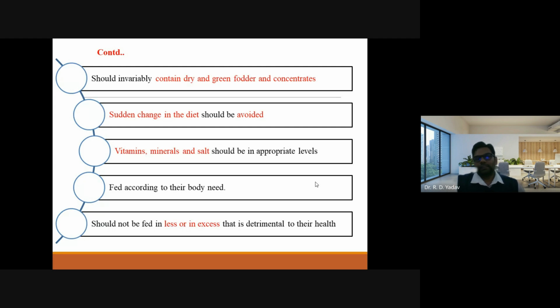Sudden changes in the diet should be avoided. It should also contain minerals and vitamins in the required, appropriate amounts, so that negative effects or inappropriate consequences should not be there.